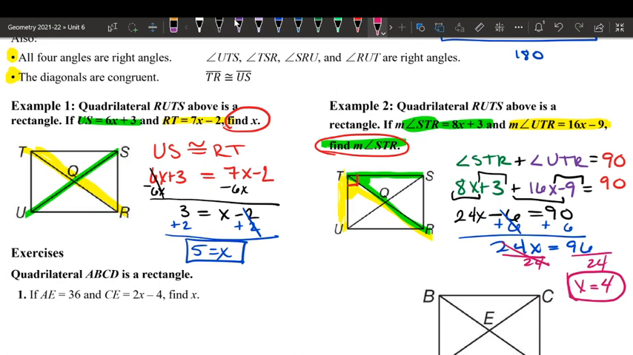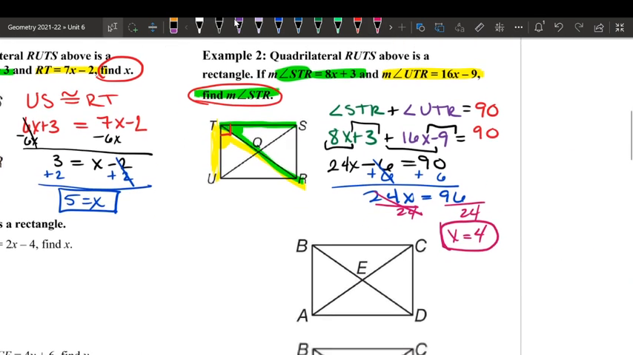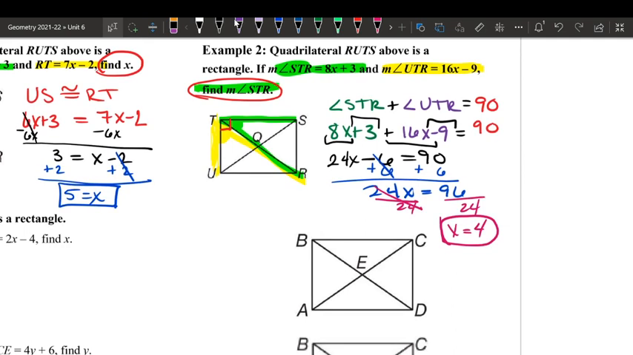All right, but this problem didn't say to find x, did it? This problem said find the measure of STR. Okay, well I can do that. STR is the one I have in green. So angle STR is 8x plus 3. So 8, I'm going to leave a blank for x because I want to fill that in, plus 3.